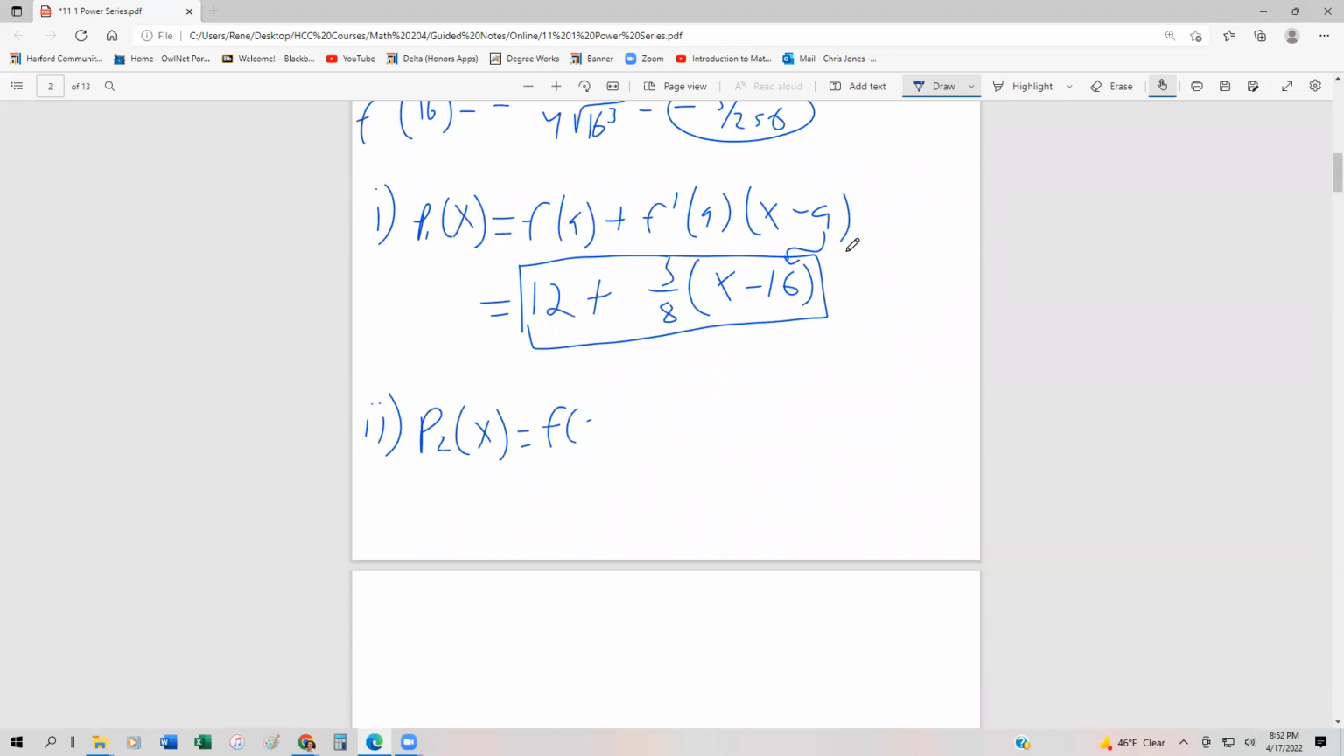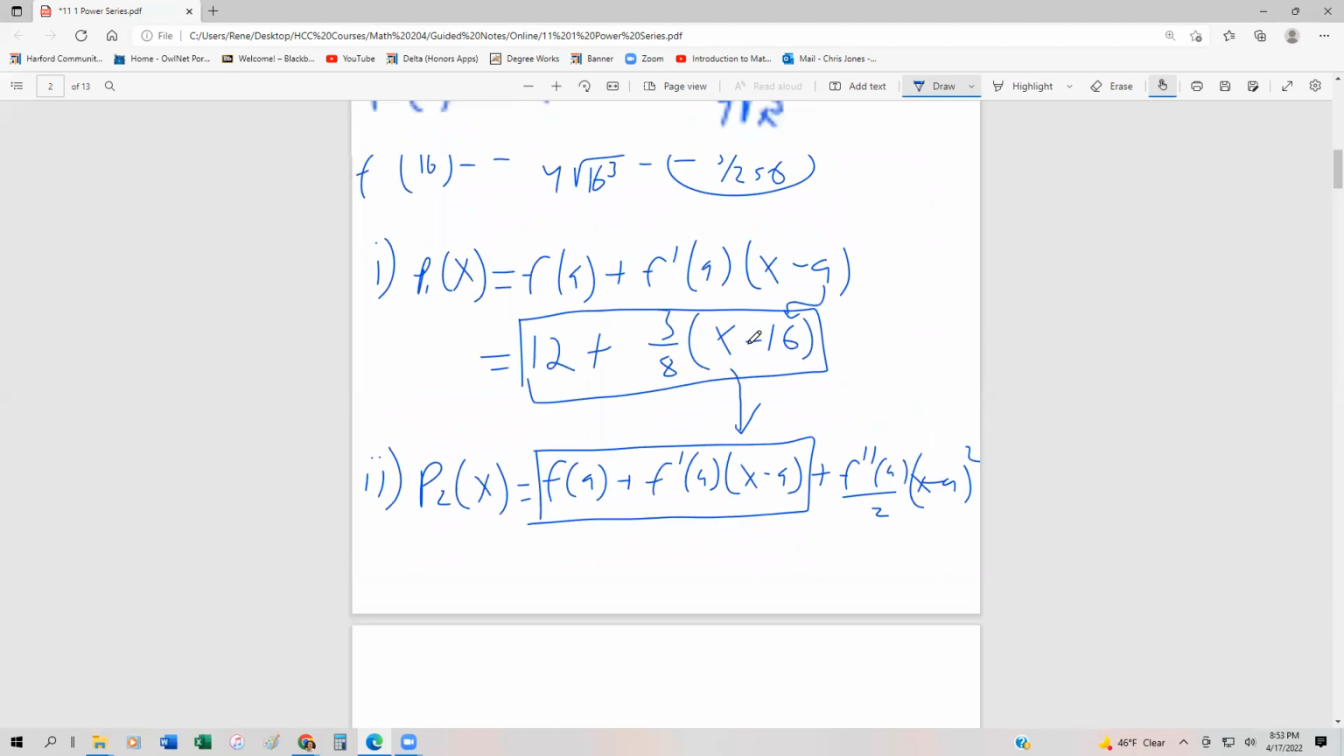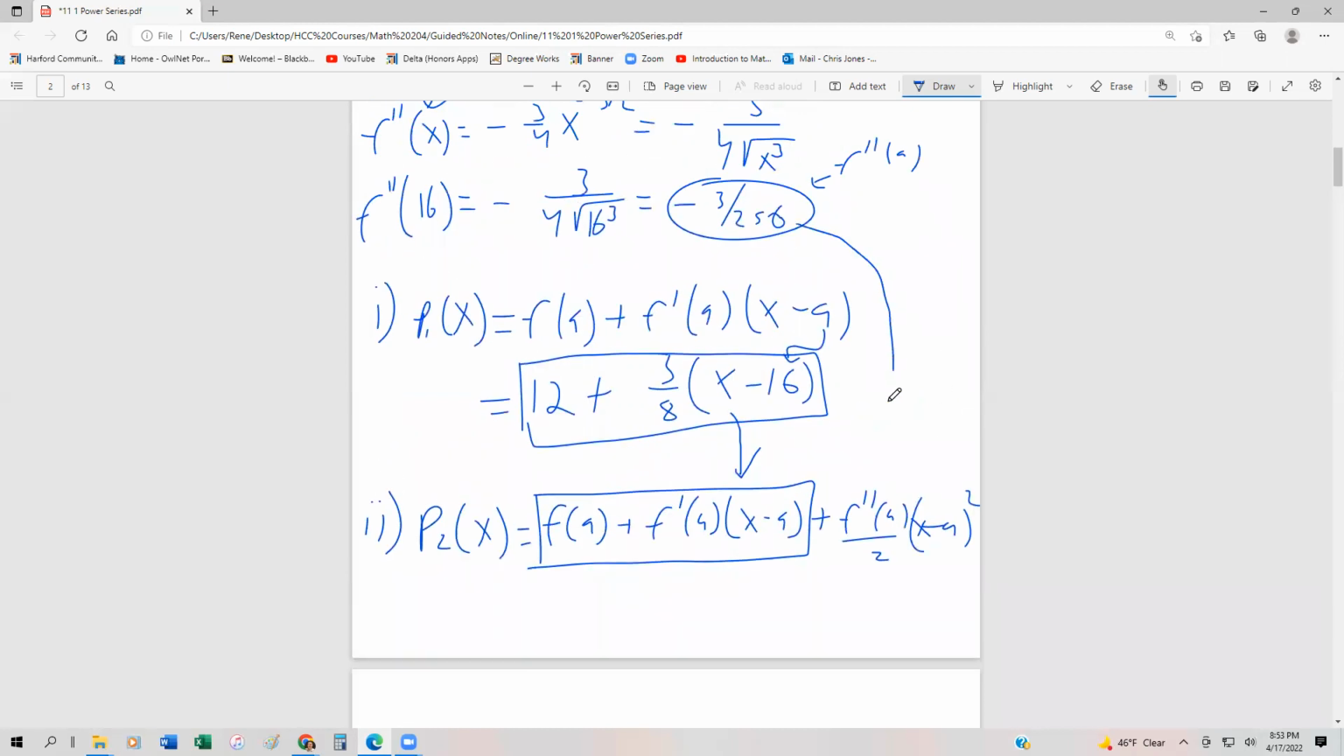So this is f at a plus f prime at a, x minus a, plus f double prime at a divided by 2 times x minus a squared, all right? And the good news is we're just going to copy this down when we find P2. That's going to be this stuff. And then we already know that f double prime is 3 over 256.